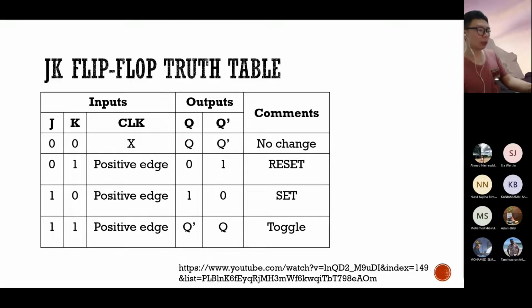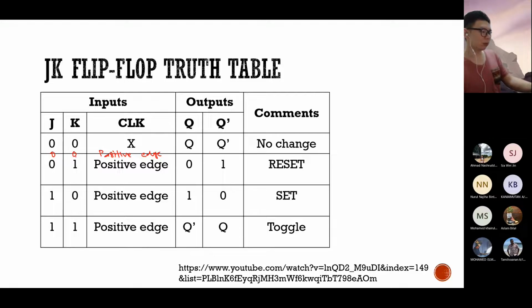So the Q will just remain as Q. Okay, so that is one example. So what if you have 0? Let me just add one more row here. If you have 0, 0, and you have a positive trigger, a positive edge over here.